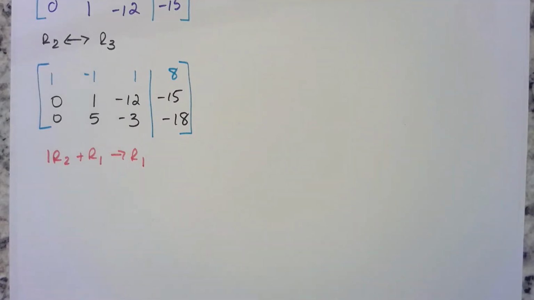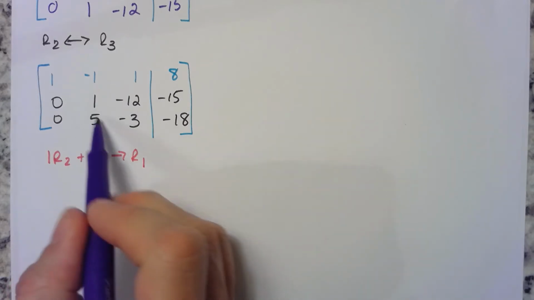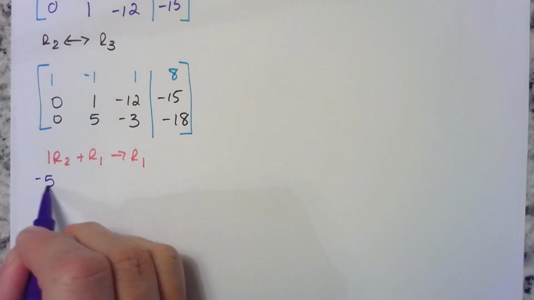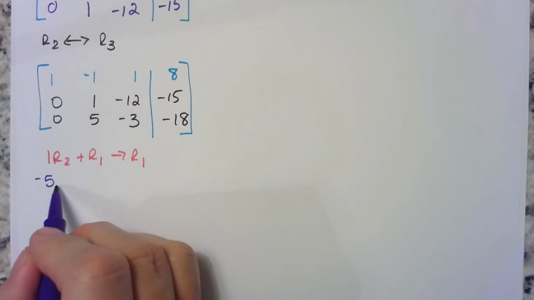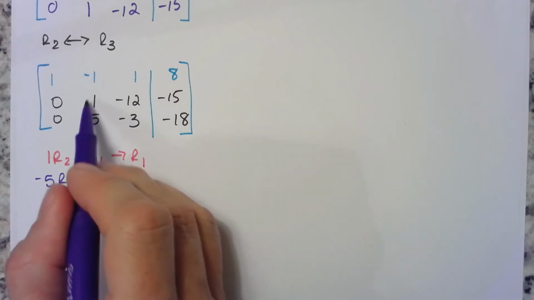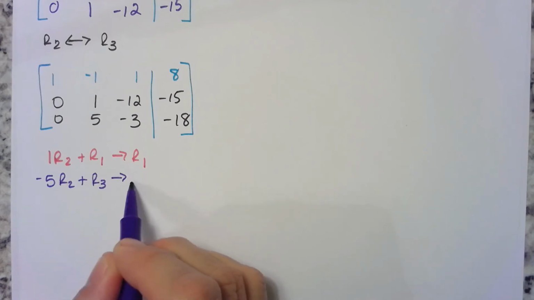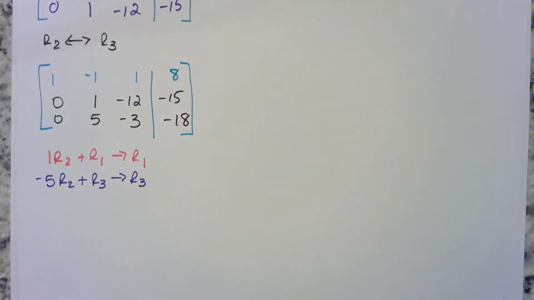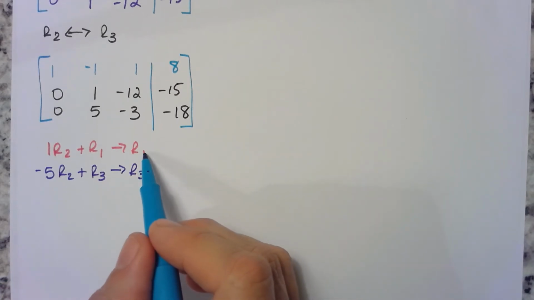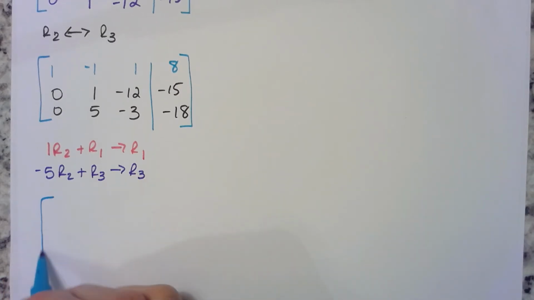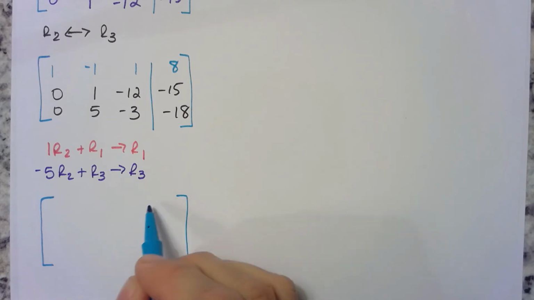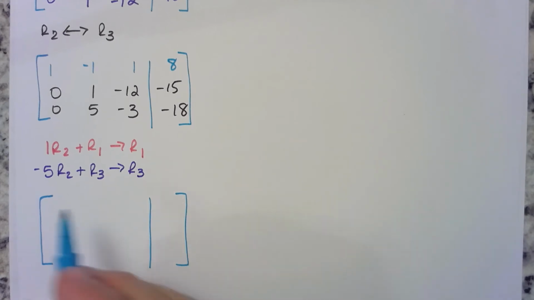And we need to get rid of that 5 as well. What do you add to 5 to get 0? A negative 5. So a negative 5 times that row 2, that's where my 1 is, plus row 3 this time is a new row 3. According to this, I'm changing rows 1 and 3, which means row 2 stays the same.